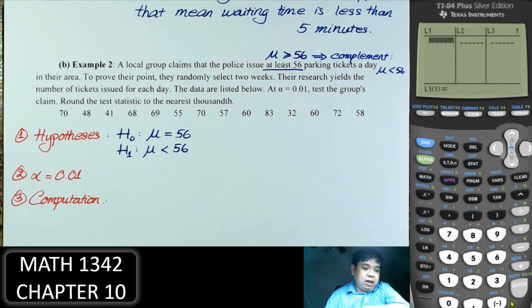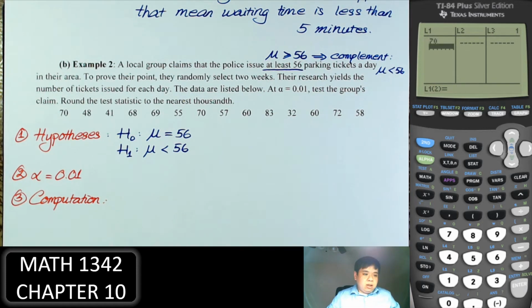Right, edit. Now we enter the values 70, 48, 41, 68, 69, 55, 70, 57, 60, 83, 32, 60, 72, 58. Right, there should be 14 of them. Alright, so that's good.